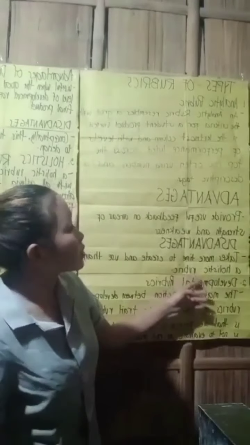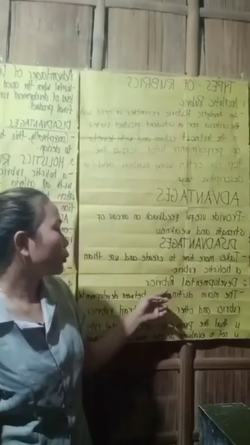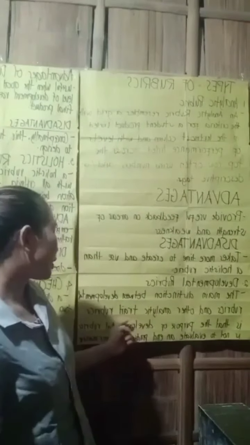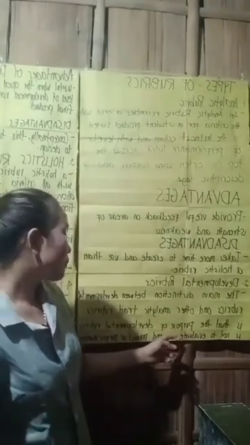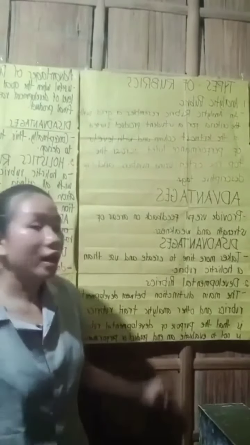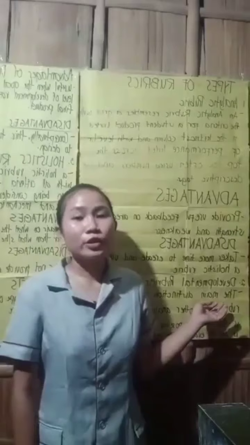The second type of rubrics is developmental rubrics. The main distinction between developmental rubrics and other analytic trait rubrics is that the purpose of developmental rubric is not to evaluate an end product or performance. Instead, developmental rubrics are designed to answer the question to what extent are students who engage in our programs, services, developing skills, value, ability, and many more. Generally, this type of rubric would be based on a theory of development.